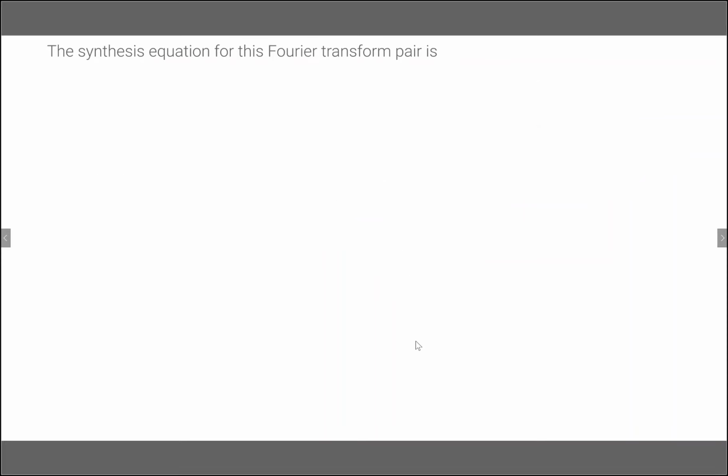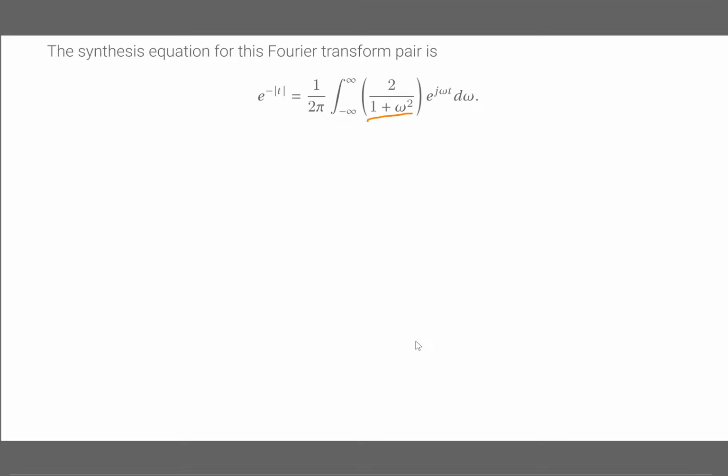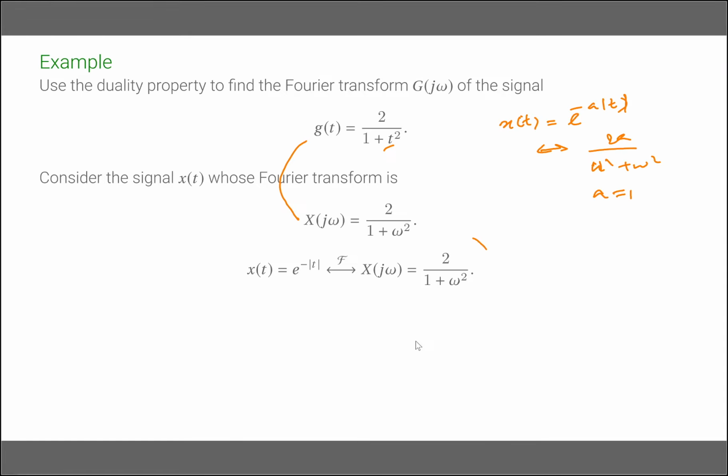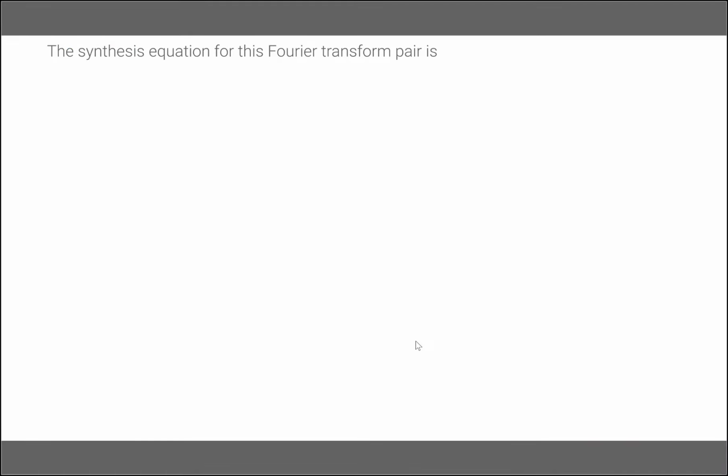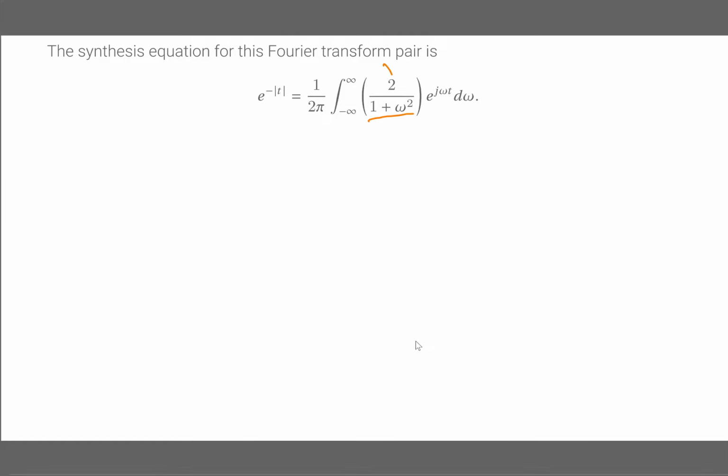Alright, the synthesis equation for this Fourier transform pair is this. So we can reconstruct the time domain signal e to the power of minus modulus of t using the synthesis equation, 1 over 2 pi integral from minus infinity to infinity of the Fourier transform times e to the power of j omega t d omega. So we use the Fourier transform X(j omega) there. So this is X(j omega).